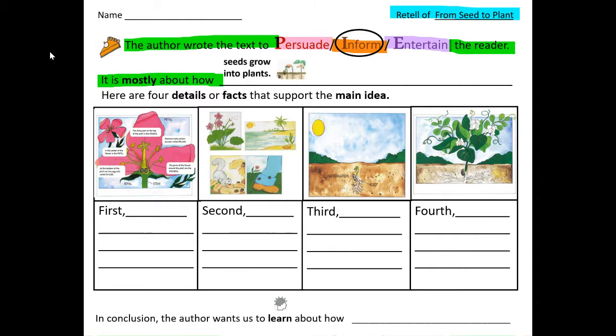Well, it's mostly about how seeds grow into plants. Here are four details or facts that support the main idea. So we've talked about these facts in another lesson.